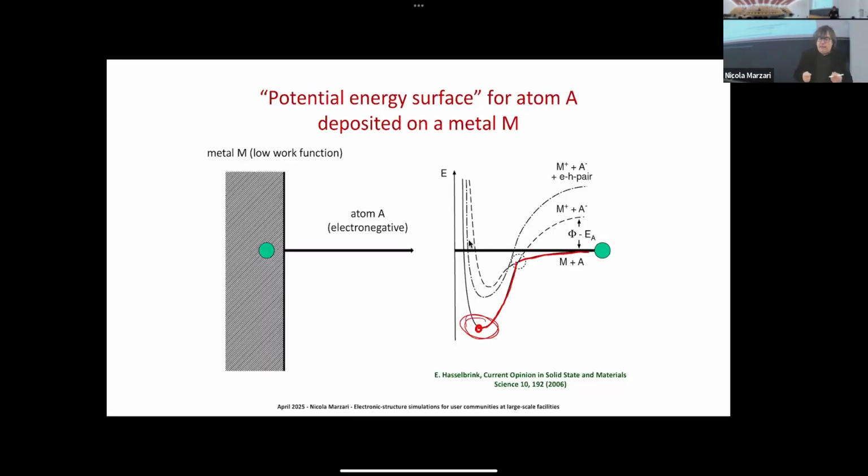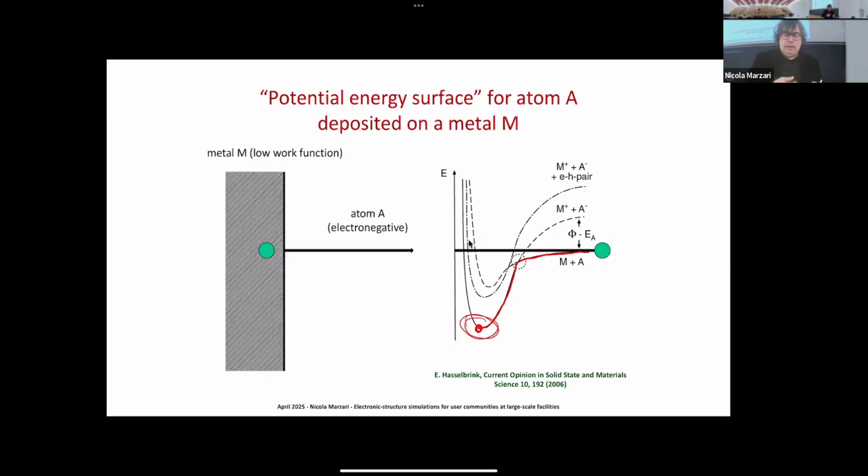But there are, and we call this the potential energy surface, that is the energy on which the atom moves. But there are a few other possibilities. As the atom comes close to the metal, if the metal has a low work function, and the atom is quite electronegative, maybe a chlorine or a fluorine atom, it can harpoon an electron out of the metal. The metal has a low work function, so it's easy to get electrons out.